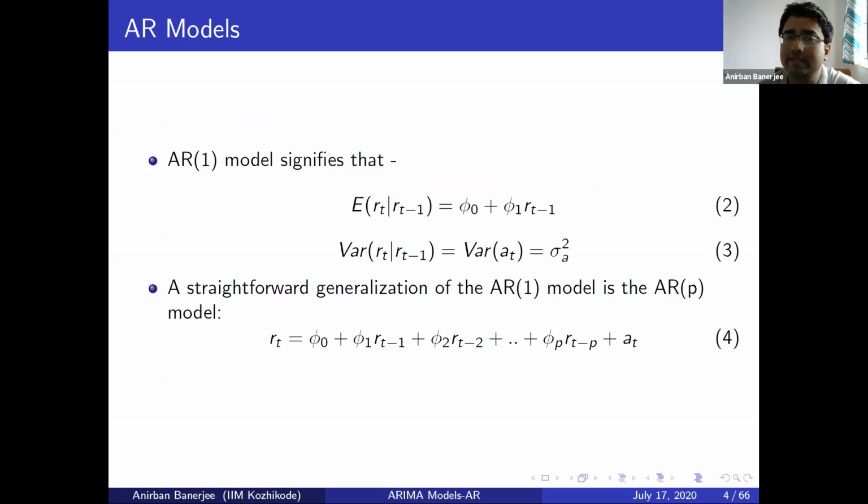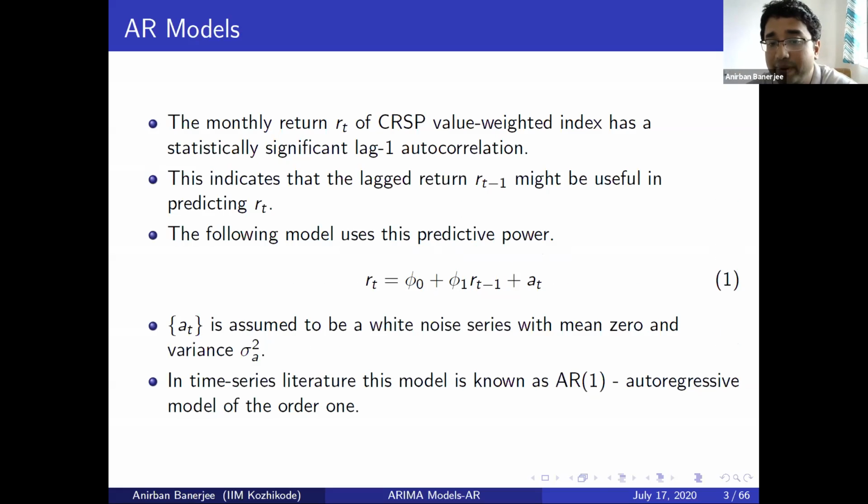So what does this model signify? What sort of inferences can we draw? So the expectation of R_t. This is not just expectation, this is going to be a conditional expectation, right?